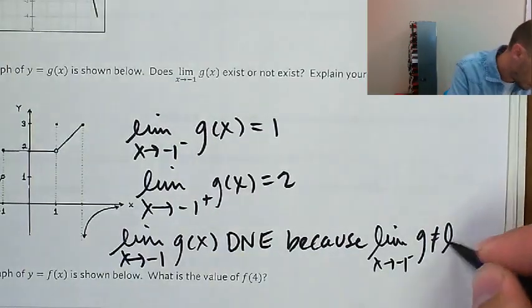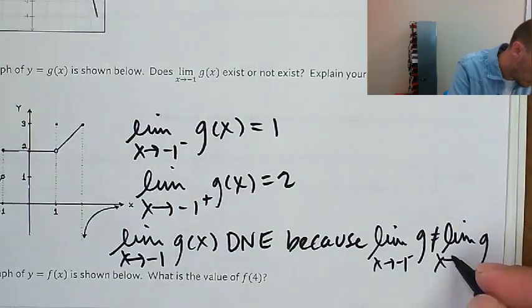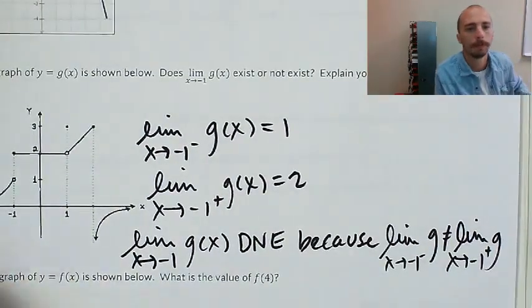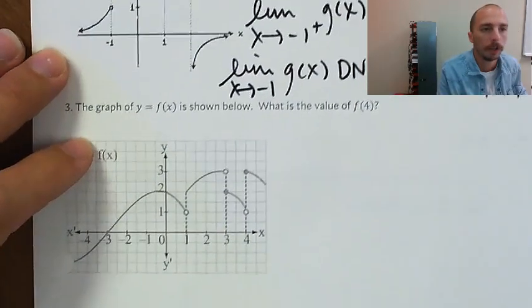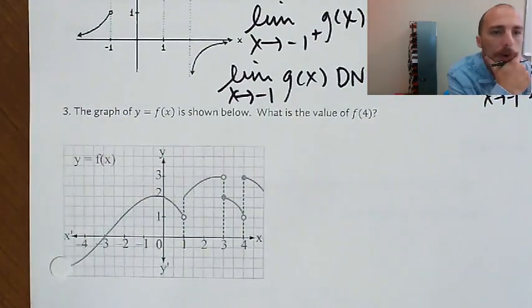I'm running out of room here, but I can fit that. Limit of g as x approaches -1 from the positive side. Okay, that's very well explained reasoning. All right, now we're going to look at the graph of y equals f of x.